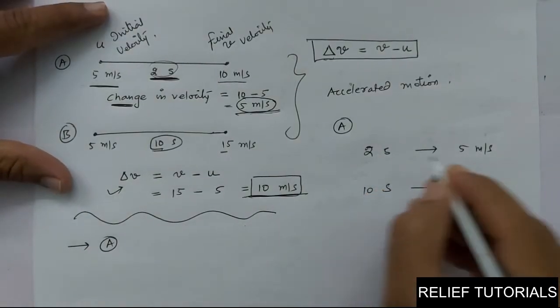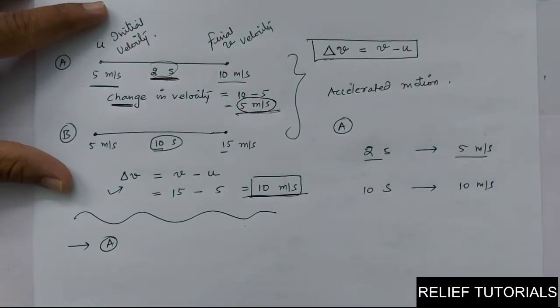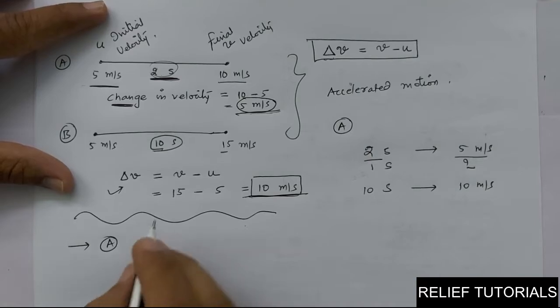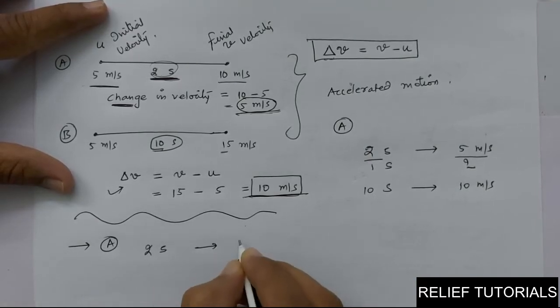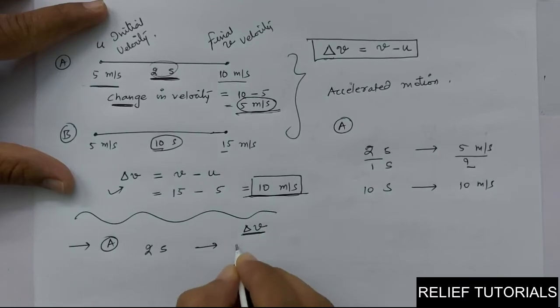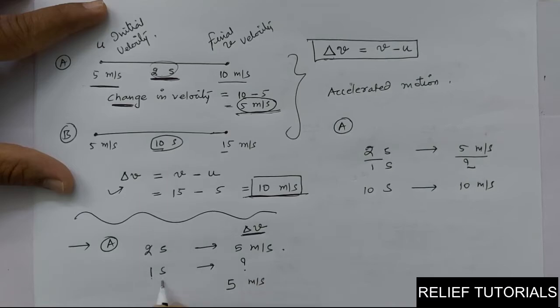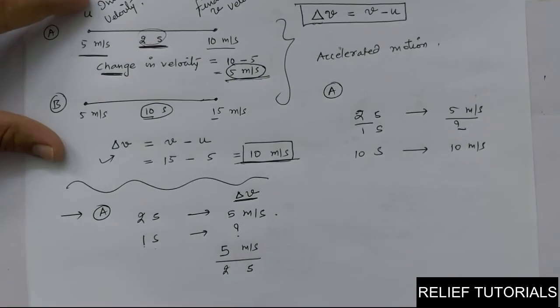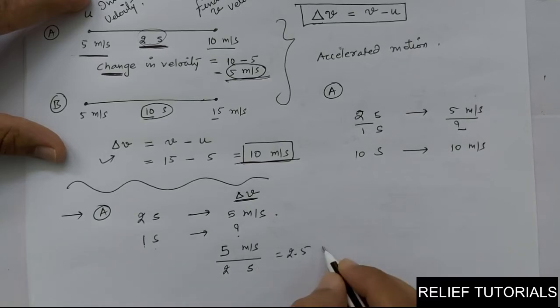So in the first case, in 2 seconds the change is 5 meter per second. So in 1 second the change would be how much? Let me write here. In 2 seconds the change in velocity, delta V, is 5 meter per second. So in 1 second the change would be 1 into 5 meter per second upon 2 seconds. 5 upon 2 is 2.5, 2.5 meter per second per second.